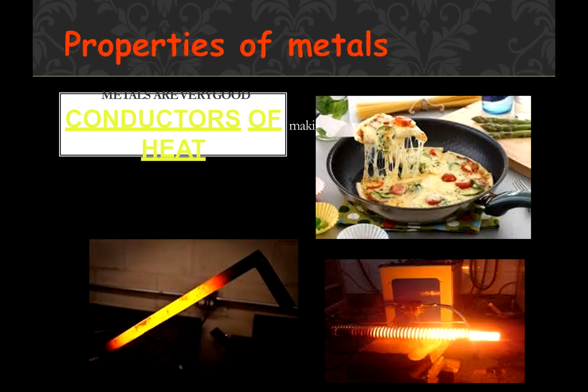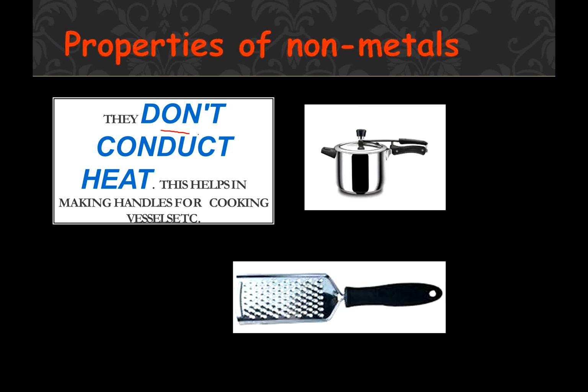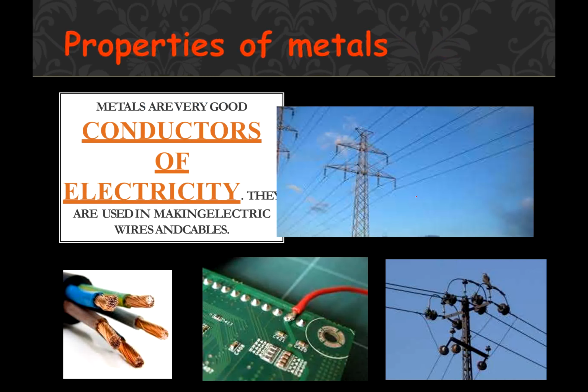They are used in industrial purposes as well. Whereas the non-metals don't conduct heat. That's why if you see the cookers or pans, their handle is made up of a non-metal, so that you will not get hurt while cooking. So if you see the tawa or cooker, it has this black color handle, which is a non-metal. It's a bad conductor of heat, so you will not get hurt. So it is used in that.